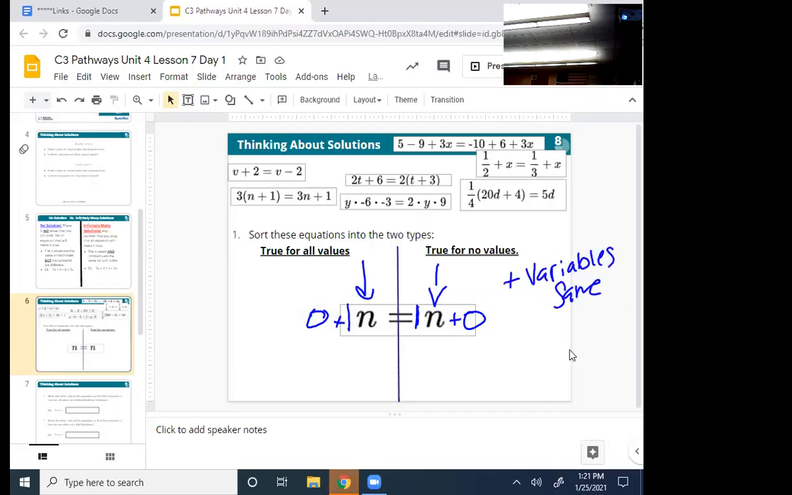So when our variables are the same, we need to look at our constants to decide how many solutions it's going to have. Both of these have plus 0 here, and plus 0 is the same, right? We're adding 0 on each side. So our variables are the same and our constants are the same. How many solutions is this guy going to have? If our variables are the same and our constants are the same, what did we say the type of solution was going to be for that?